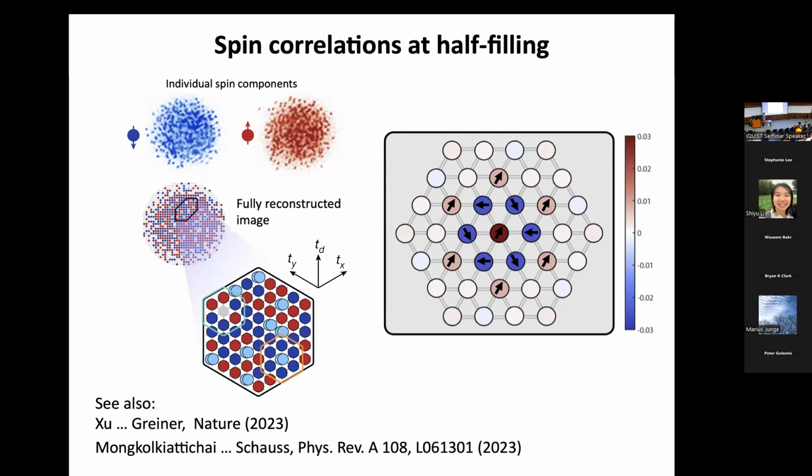So this is actual data here, where the color is encoding the spin-spin correlation function that we measure. Blue means that the spins are anti-aligned, and red means they're aligned. So for example, if you fix the central spin here, those spins around it are primarily anti-aligned. And then the ones further out here are aligned with the spin in the spin-spin correlation measurement.